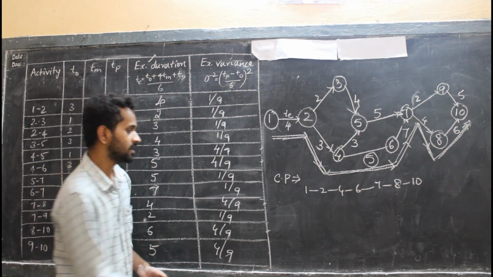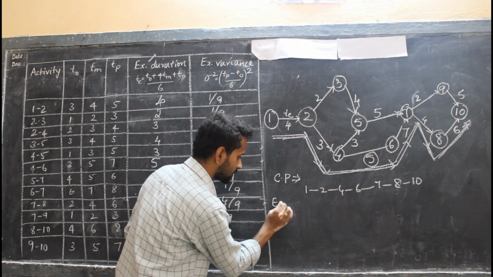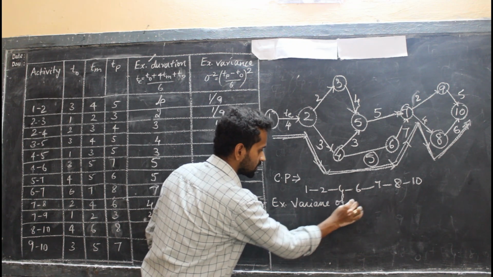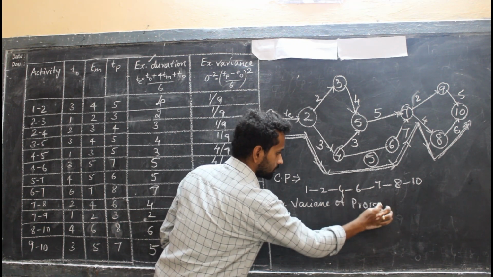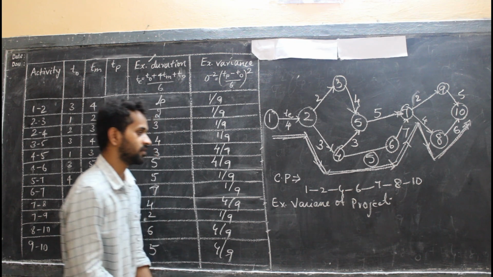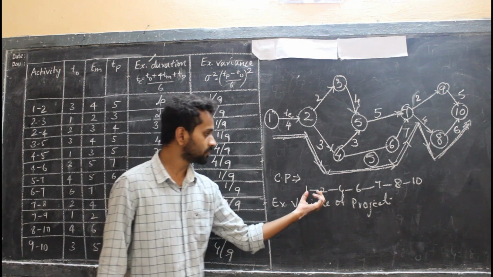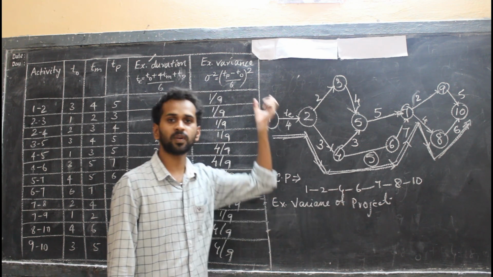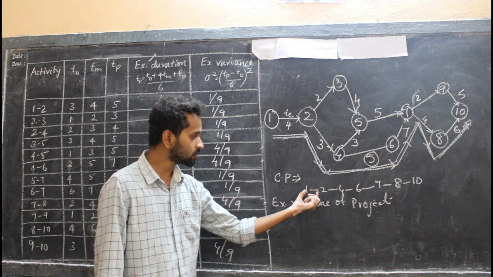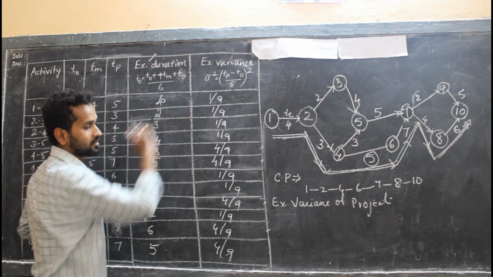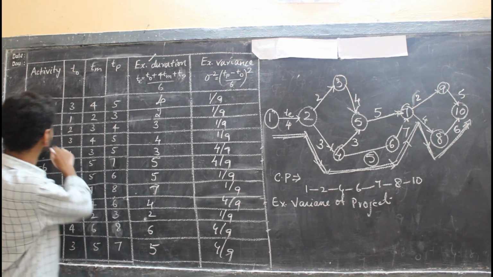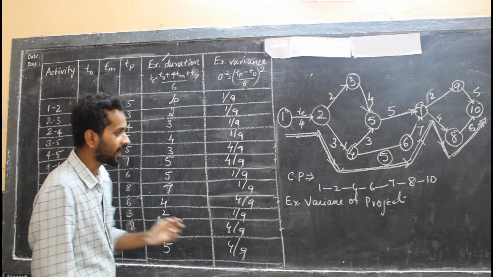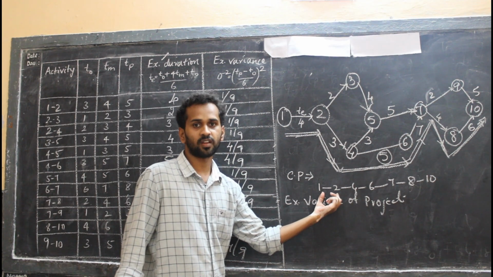Now I need to find the expected variance for the project. How to find the expected variance of the project? It means the sum of the critical activities' expected variances. You get that? That means the 1 to 2 expected variance is what? 1 by 9. 2 to 4, look at it, activity 2 to 4 expected variance is 1 by 9. Similarly, I need to add the critical activities' variances here.